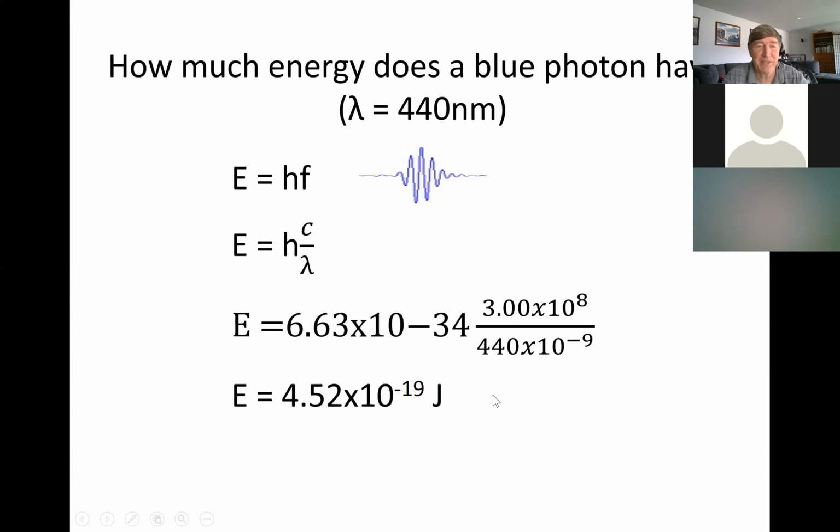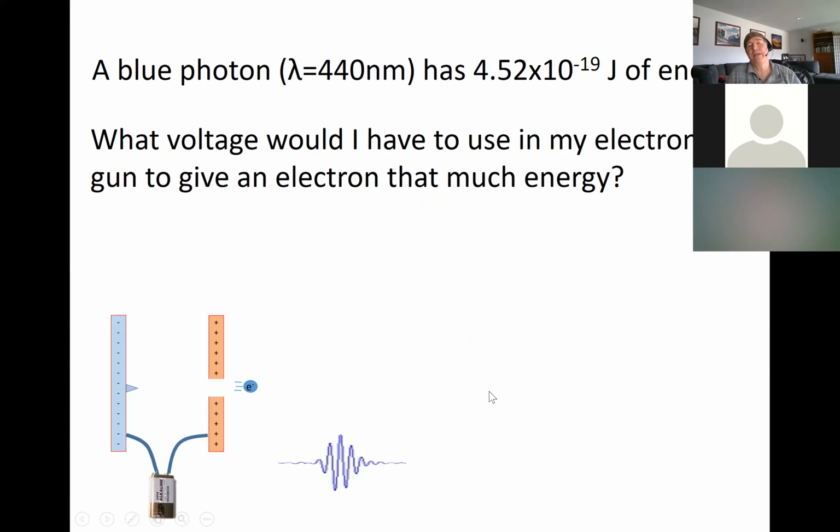Thank you, Yazin. Okay, so now here's another question like you might see in tonight's homework. We just got through calculating that a blue photon has 4.5 times 10 to the negative 19 joules of energy. What voltage would I have to use in my electron gun if I wanted to shoot an electron that had the same amount of energy as that blue photon? Okay. Anybody want to suggest a way to approach that?